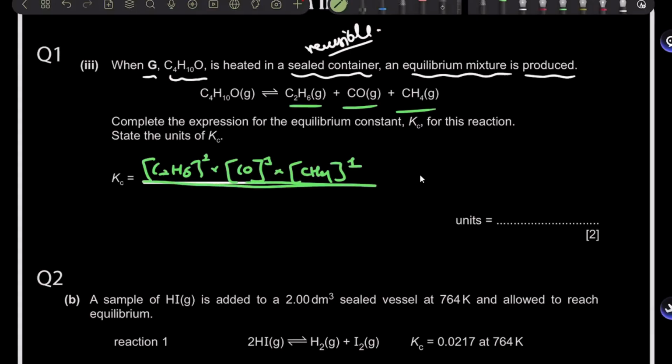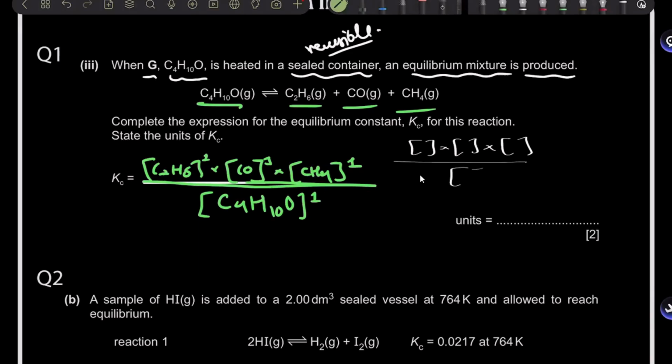All this is divided by the left hand side, in which you have only one reactant, which is C4H10O to the power 1. This would be the Kc expression, and in order to write the units, you need to write the units of all the brackets. So you have mole per dm cube times mole per dm cube times mole per dm cube in the numerator, and only one mole per dm cube in the denominator. So this cancels out with this. You're only left with 2 mole per dm cubes in the numerator. That makes mole per dm cube squared.